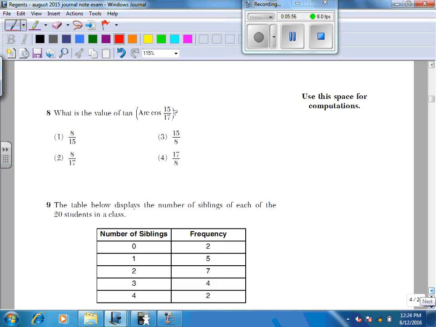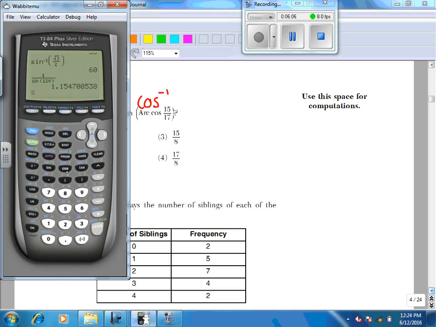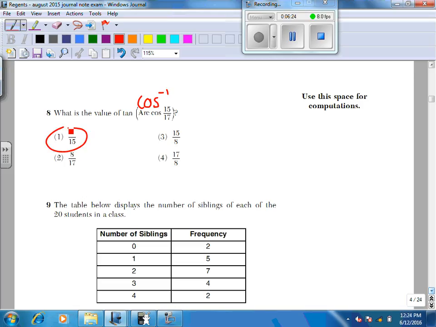Number 8. Arc cosine just means inverse cosine. It's a fancy way of writing inverse. So again, you could do this in your calculator. Tangent of inverse cosine of 15 over 17. Close that parenthesis, close that parenthesis. 0.533, let's go to math, enter, turn it back to a fraction. 8/15. Look how easy that was.